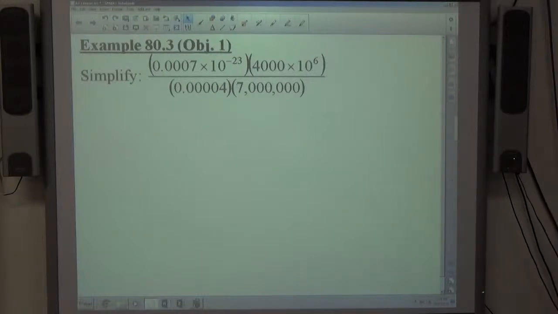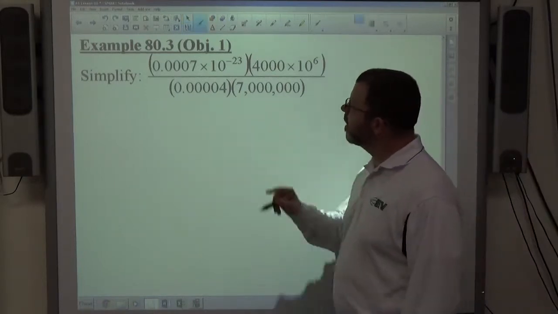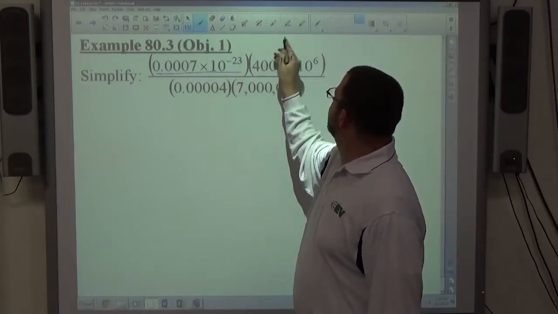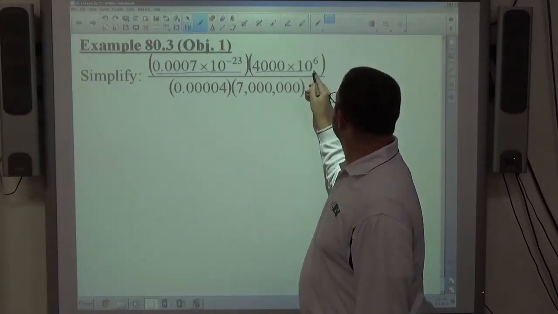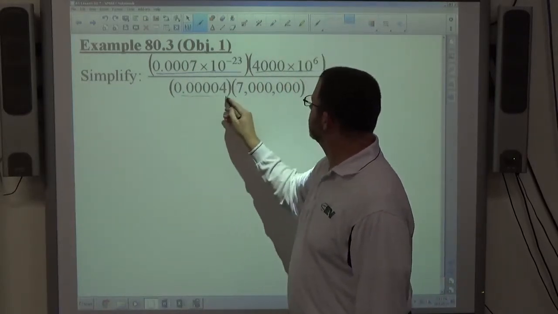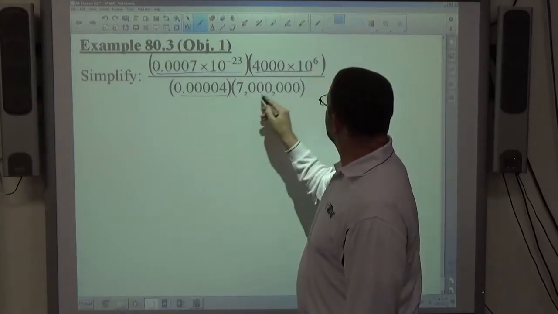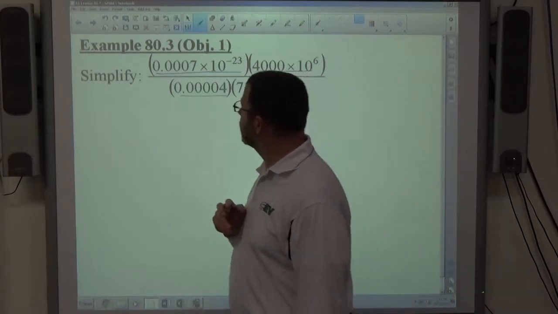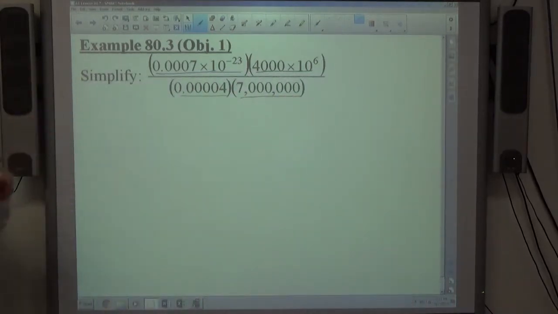If you look at example 80.3, we got multiplication and division of scientific notation numbers. So, first thing I want to do is convert every one of them to good scientific notation. I'm going to pick on people. Let's start off with Mitchell, the blue one.